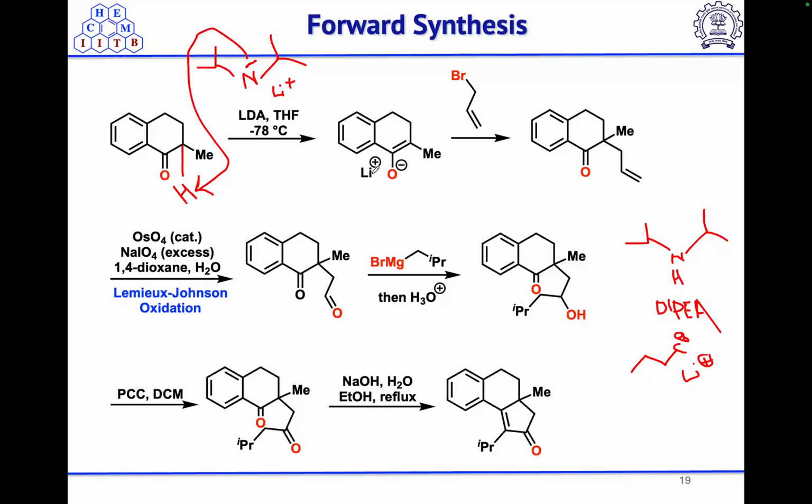Now, after generating this lithium enolate, this carbon can act as a nucleophile, right? So this oxygen O minus will push here, and this enolate will now attack this electrophile. Allyl bromide is the electrophile here, and you can easily get this C-C bond.